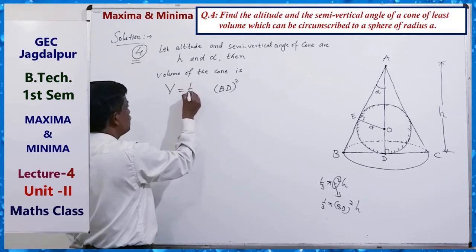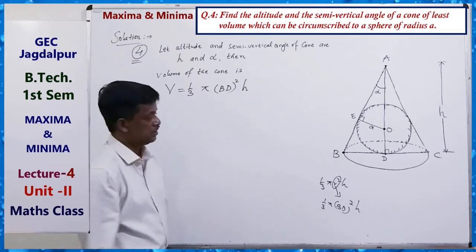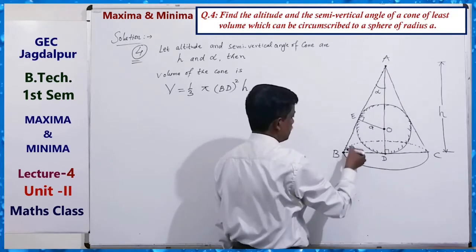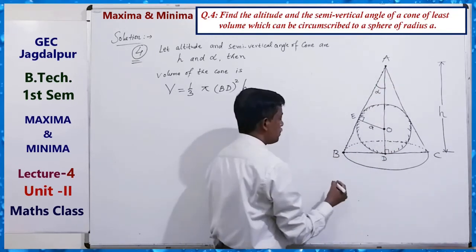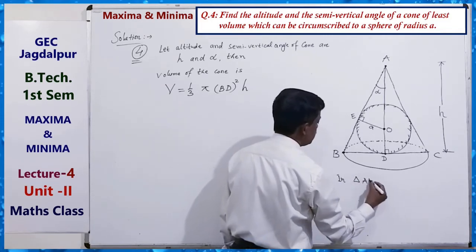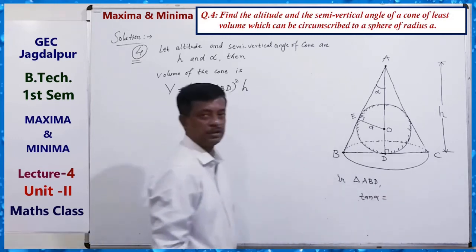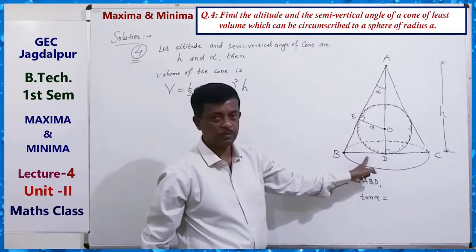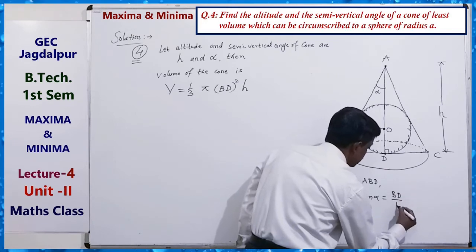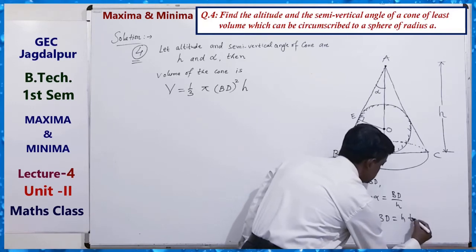Volume equals 1 by 3 pi r square h. Here BD can be found from this right angle triangle. In triangle ABD, tan alpha equals perpendicular by base, that is BD by h. So BD equals h tan alpha.